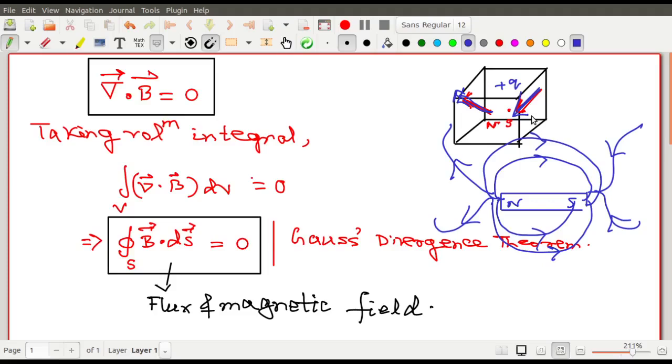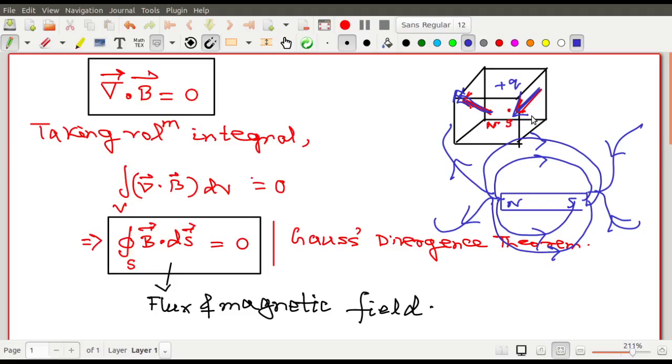So I hope that this gives you a good idea of what we mean by divergence of B equals to 0. So divergence zero means that north pole and south pole must exist together always. Both north pole and south pole must stay together. North pole or south pole cannot stay independently.